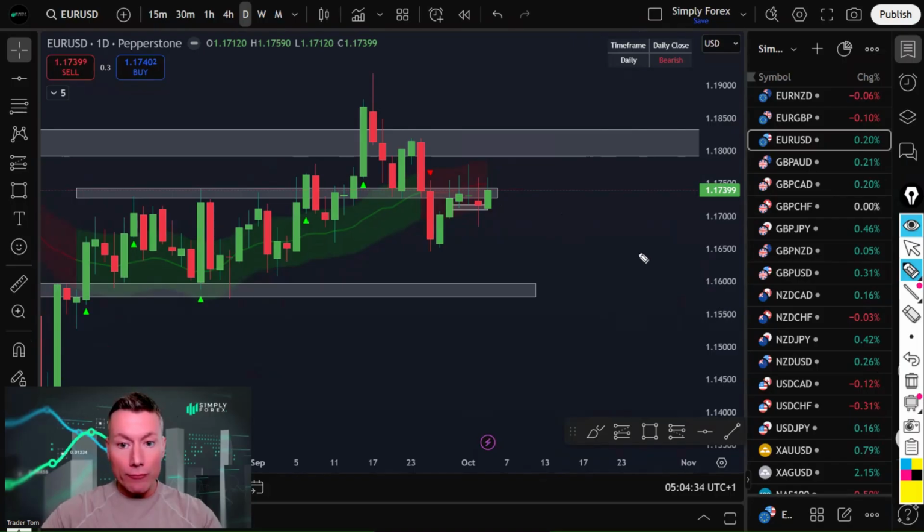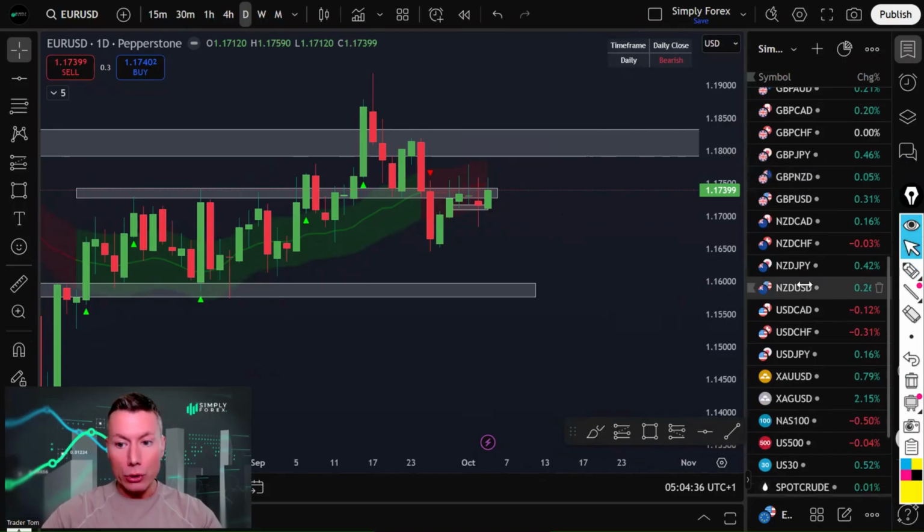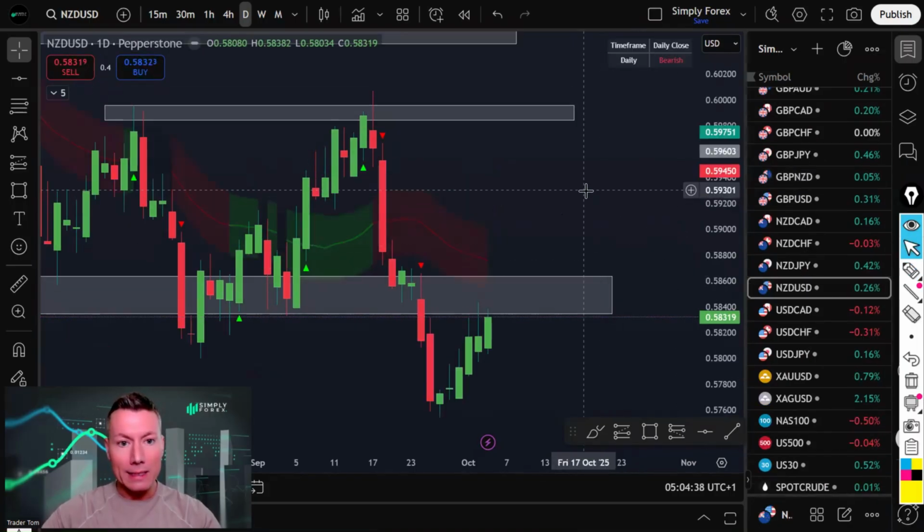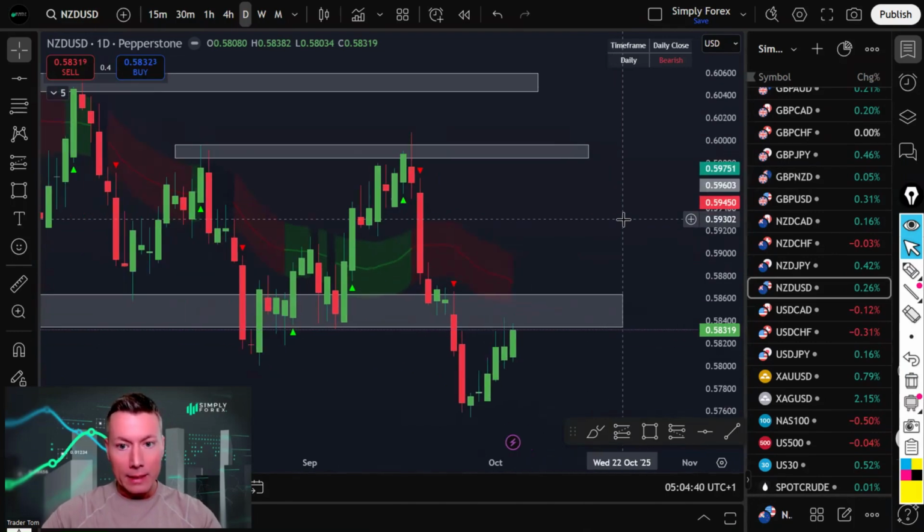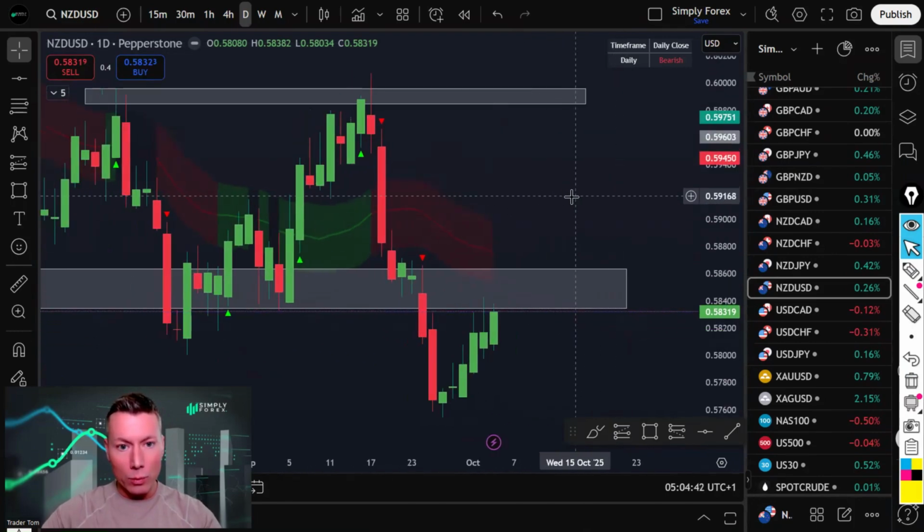But the trade I really like is New Zealand dollar, US dollar. We've seen some weakness in New Zealand dollar. So yeah, this is the one I've chosen for this week out of all of the US dollar majors. This is the trade I prefer, and this is my first trade idea.